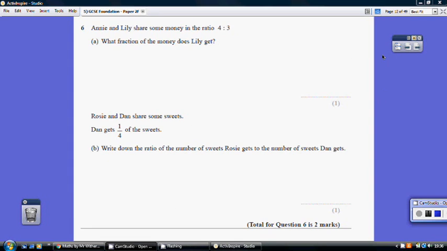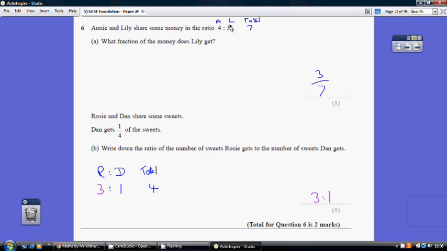Question 6. So Annie and Lily share some money in the ratio of 4 to 3. So that's 4 shares for Annie, 3 for Lily. That's 7 shares in total. So what fraction did Lily get? Well, she got 3 out of 7, which is 3/7.